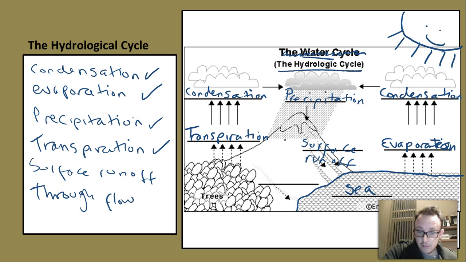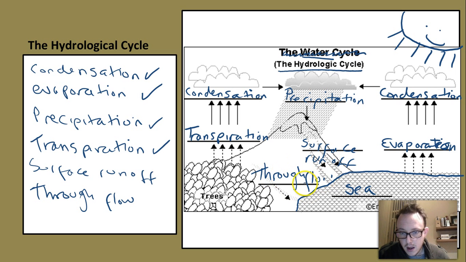So some of that water might get sucked up by the trees again, and as it gets sucked up by the trees again, it goes through transpiration, condensation, precipitation, and so on. Okay, so the last one we've got to add here is through flow. Okay, so that's basically the water cycle.